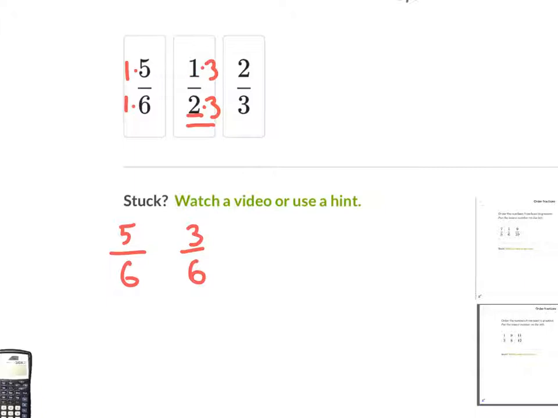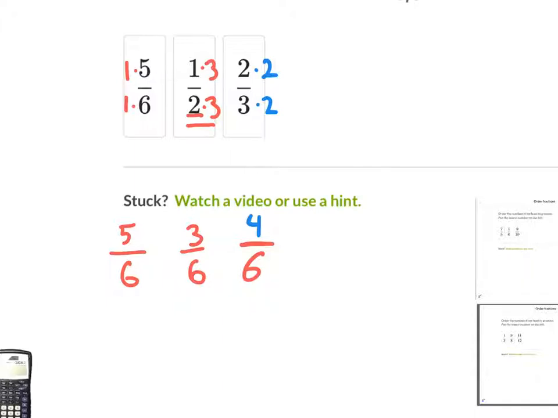So we still need to convert the 3 to also become the denominator 6. So how could I convert that 3 to become a 6? Multiply by 2. So if I multiply by 2, what I do to the bottom, I must do to the top, and I will end up with 4 up on top. So now that we have the denominator 6 on all three fractions, now I could clearly see my numerators 5, 3, and 4, and now I could rearrange them in order from least to greatest.